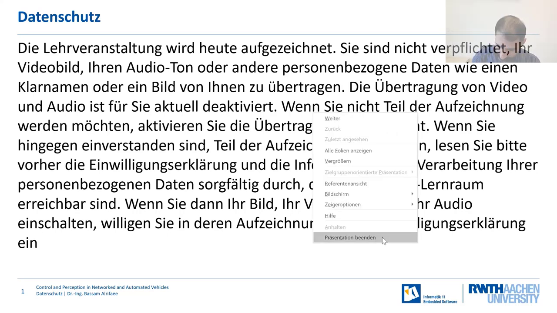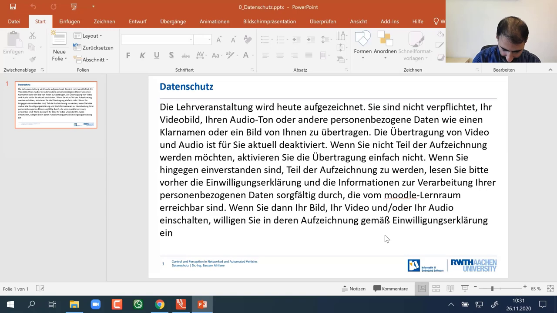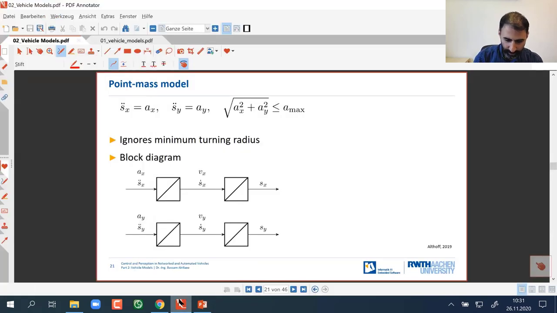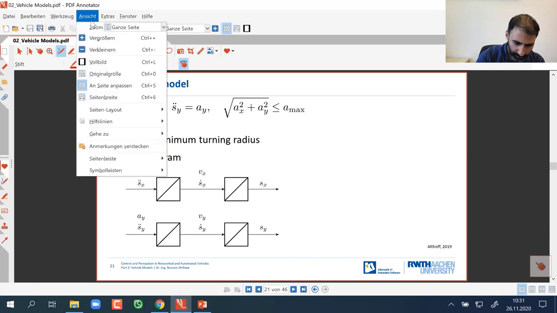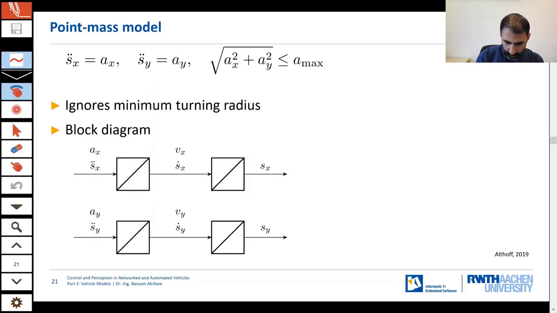Well, we continue with the point mass model. Last week, we stopped at the longitudinal model. Before starting with the flipped classroom and with your presentation from Group A, I would like to start showing you the point mass model.